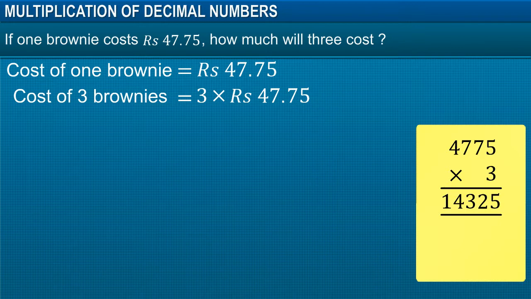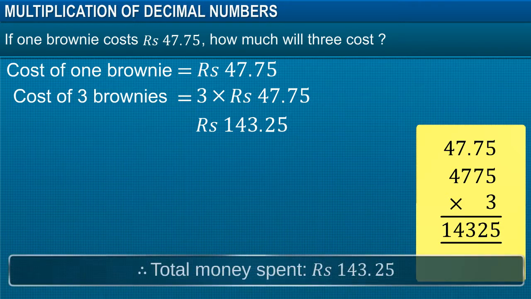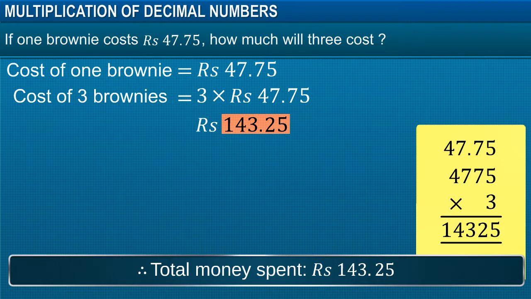Now, we need to insert the decimal point in the answer by counting the decimal places in the original decimal number. There are 2 digits to the right after the decimal point. So, we will insert the decimal point 2 places from right to left in the answer. Therefore, the total money spent for 3 brownies is 143 rupees and 25 paise.